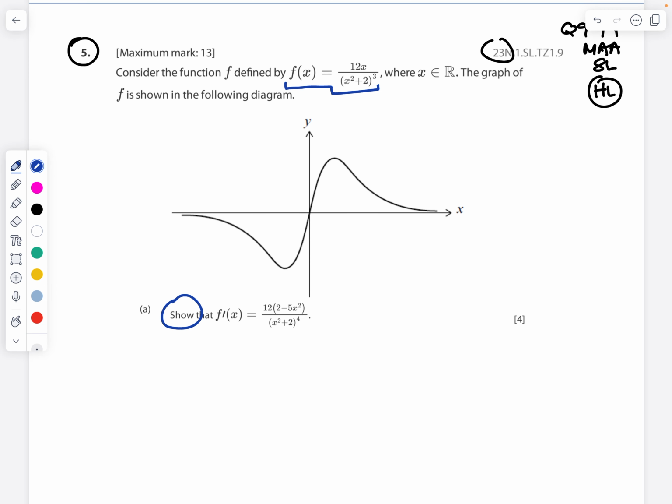Now here we have a rational function, which means to find the derivative, we're going to have to use the quotient rule. The quotient rule always works with rational functions. You could perhaps use the product rule too, but I would rather go with the quotient rule. That's going to give me an opportunity to remind you what the quotient rule says.